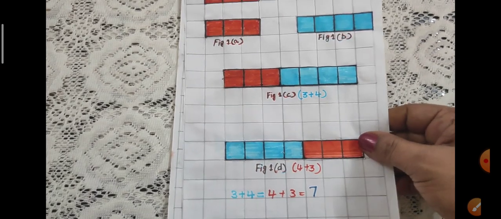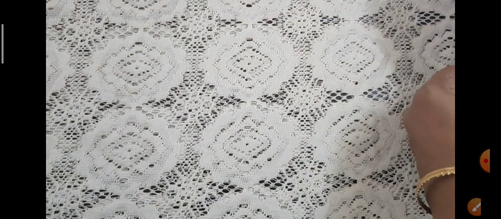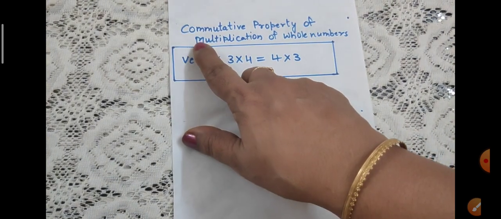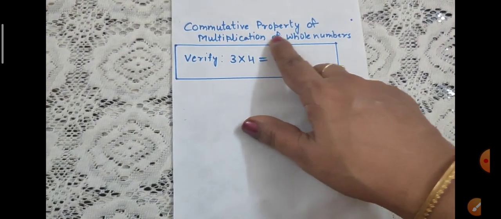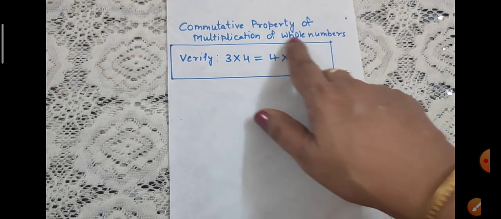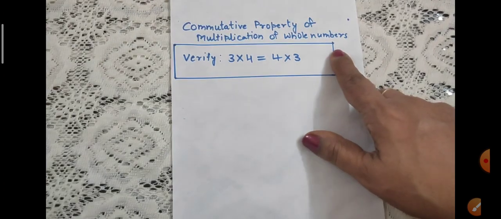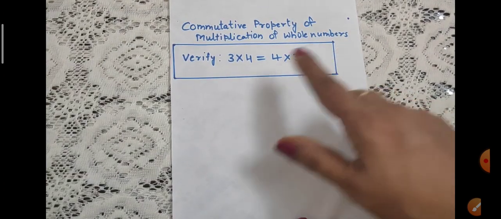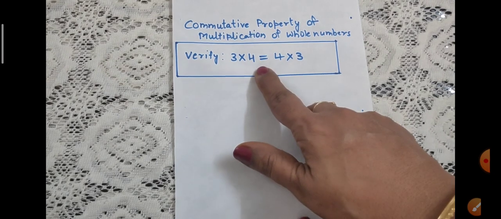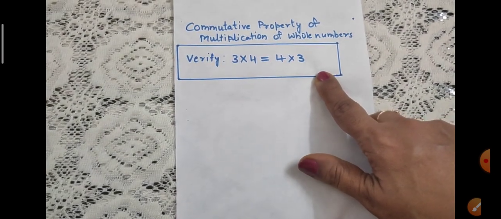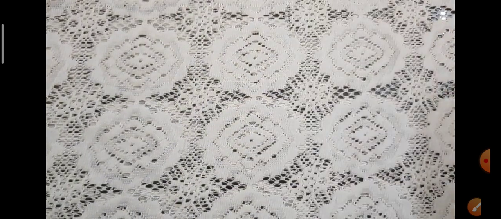Now, let's move on to the second part of the activity. In the second part of the activity, we verify that the multiplication is commutative for whole numbers, or commutative property of multiplication of whole numbers. For this, we verify 3 multiplied by 4 is equal to 4 multiplied by 3. Now let's see how we do this.